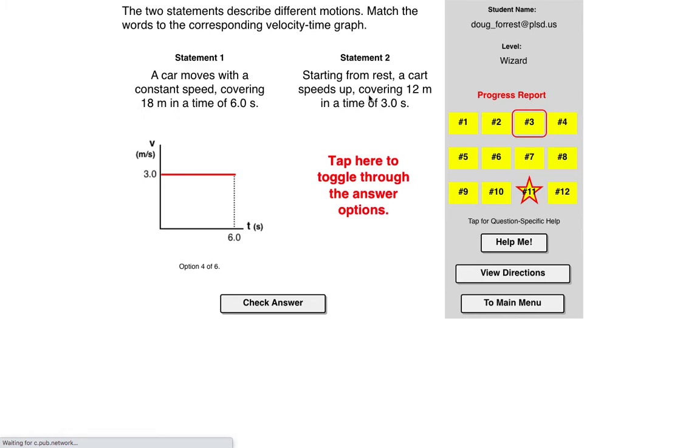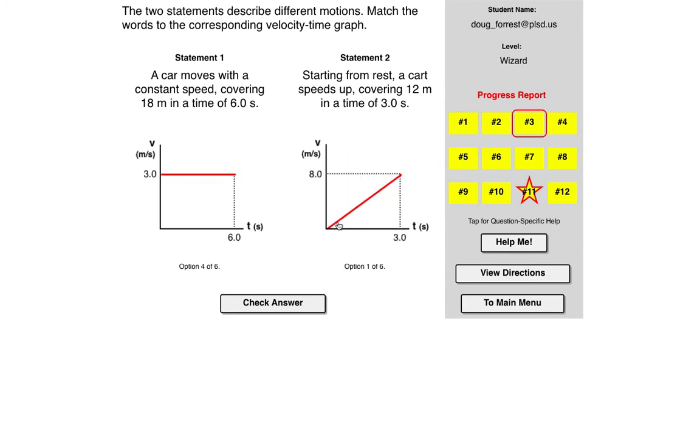Here, this says starting from rest, a cart speeds up, covering 12 meters in a time of 3 seconds. So again, I can get the area of this graph, which is a triangle, so that's 1/2 base times height. 1/2 times 3 times 8 would be 12. I think that's right, but I'm going to check the other ones.